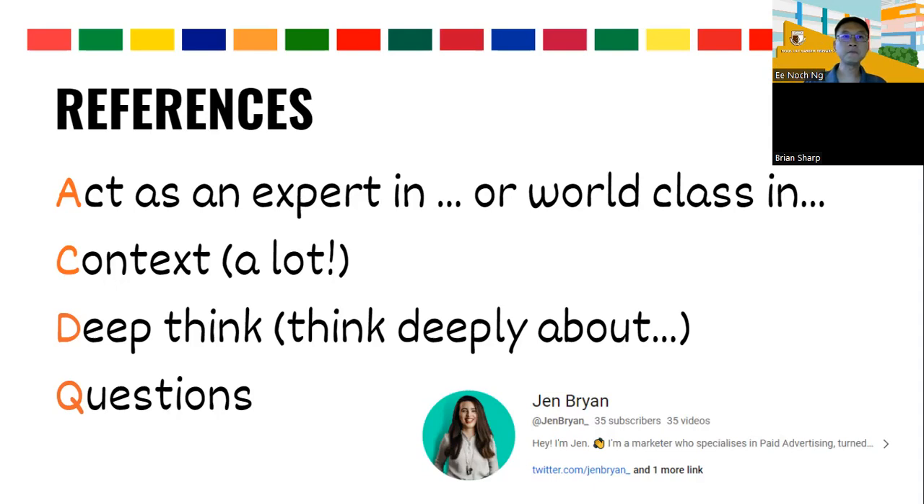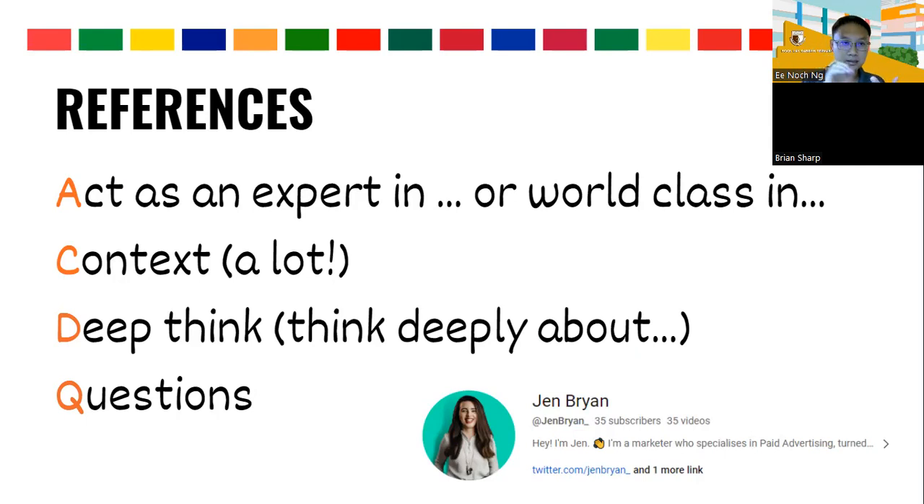Now, there are two references that I base the prompt template or the framework on. The first one is from this lady. She's not an educator, but she's a marketeer. And she uses this ACDQ as a way to allow ChatGPT or AI to come up with good responses. So A is act as an expert or act as a world-class in something.